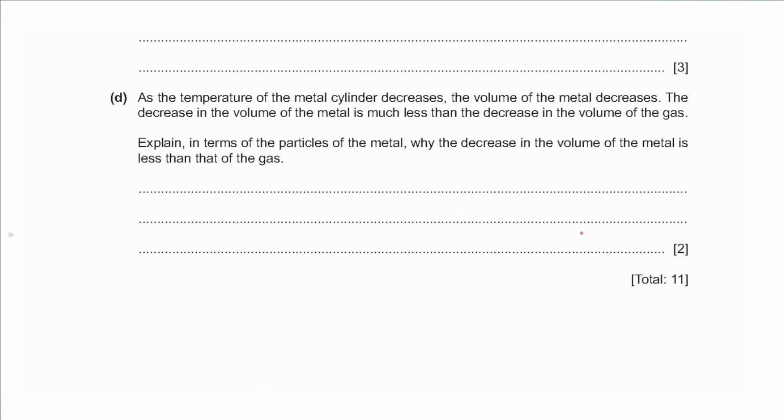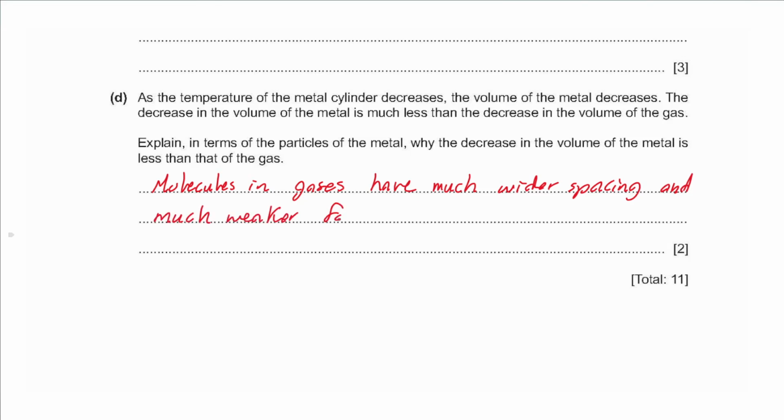The decrease in the volume of the metal is much less than the decrease in the volume of the gas. Explain in terms of the particles of the metal why the decrease in volume of the metal is less than that of the gas. We say that molecules in gases have much wider spacing and much weaker forces, so they are more free to move closer. So they have some distance to close between each other.